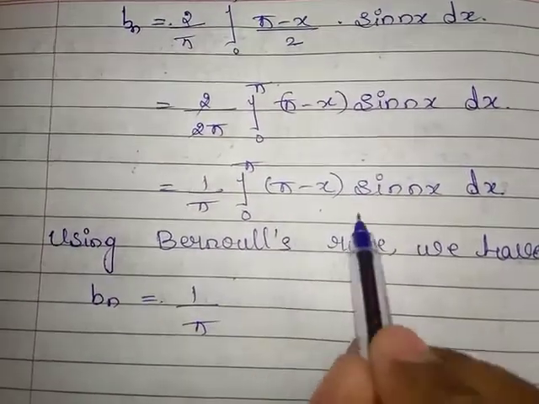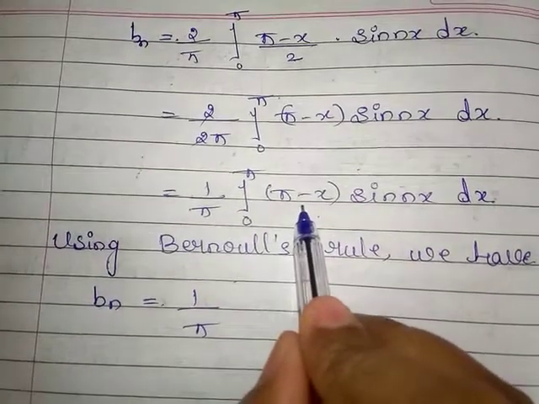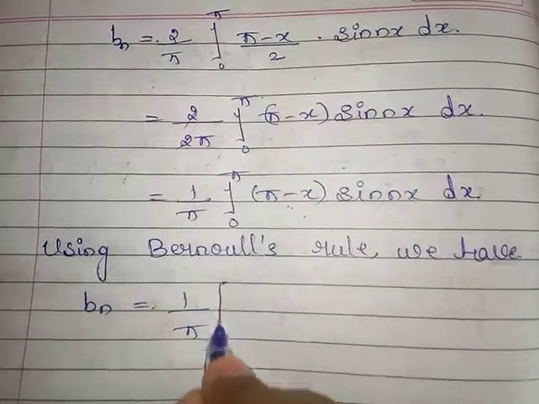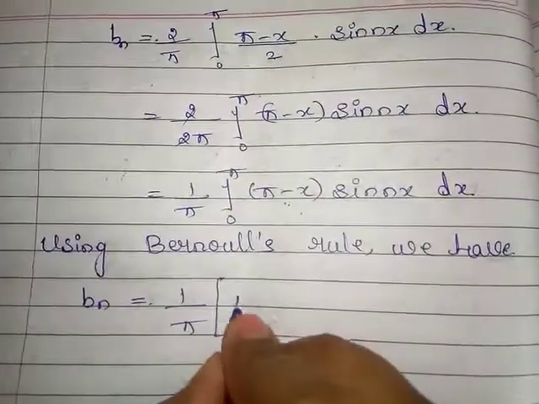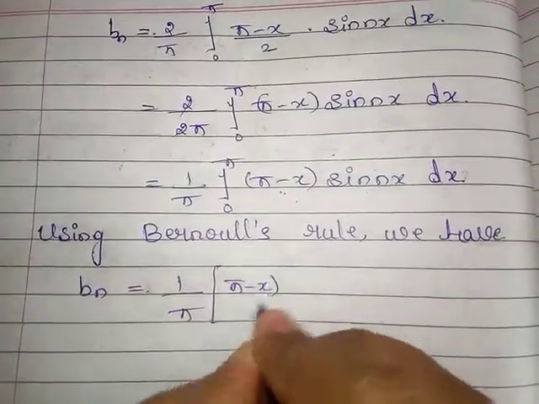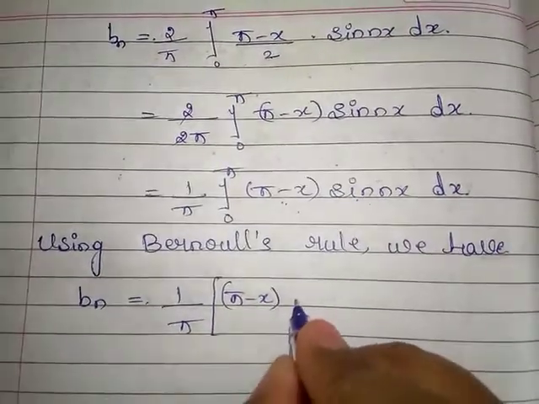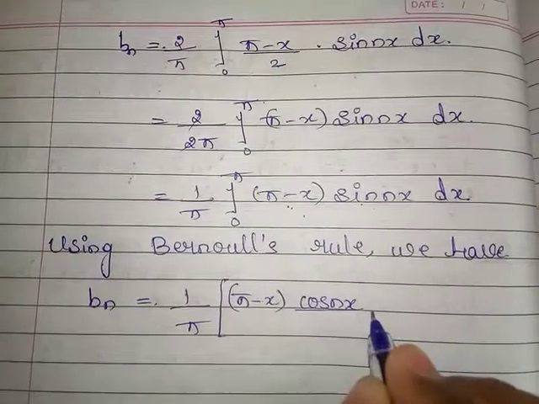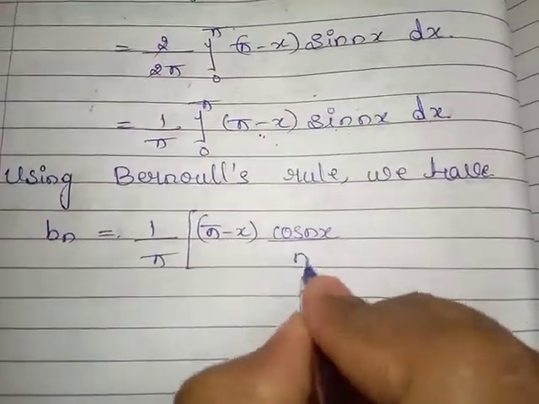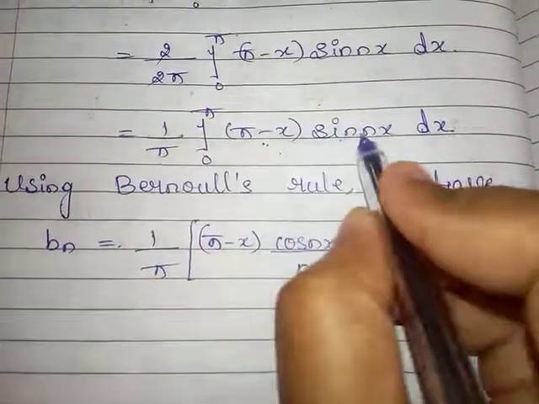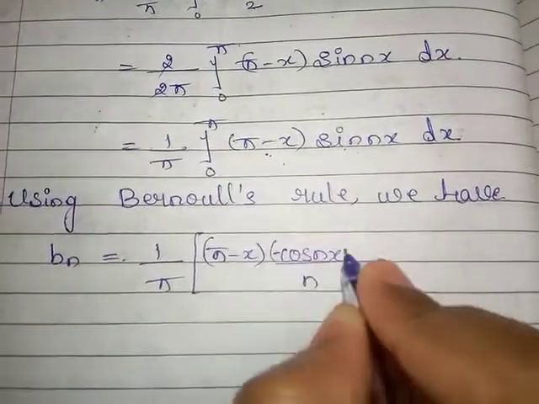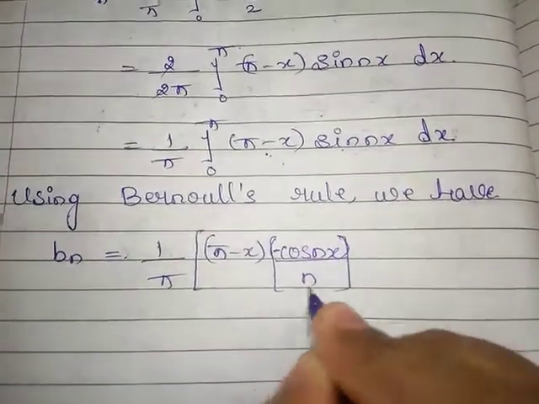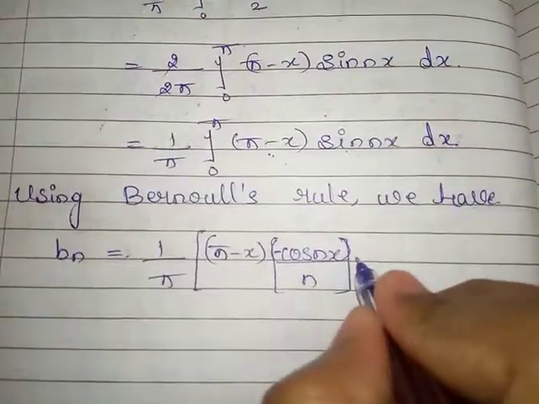While we are using Bernoulli's rule, this is the differentiating part and this is the integrating part, so keep the differentiating part as it is. Integrate this one: since the integration of sin nx is minus cos nx, therefore it is minus cos nx divided by n.